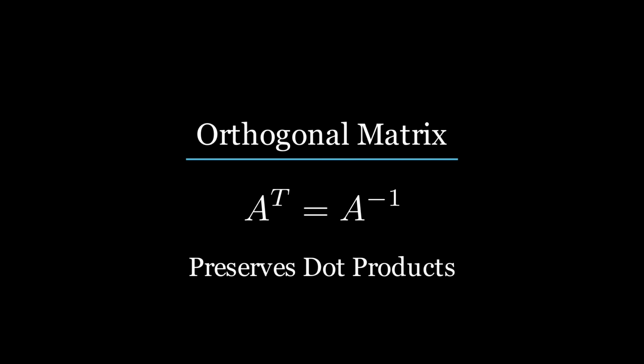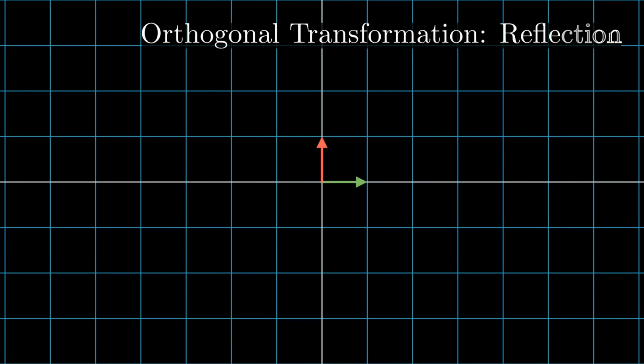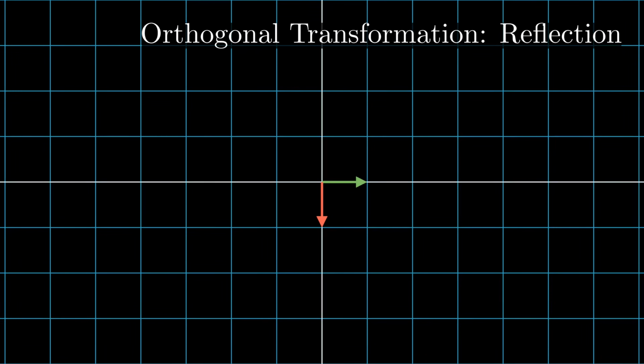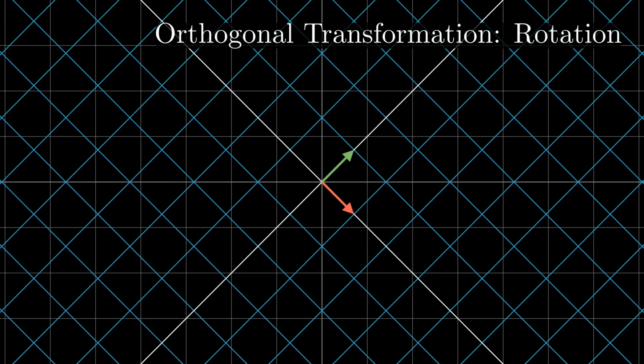Well, because the value of the dot product depends on the lengths and angles between vectors, it must be that the transformation preserves lengths and angles. So an example might be a reflection, like this one, or a rotation, like this. The key point is that they have no stretching or squishing of space, just rotation or reflection. Those are called orthogonal transformations.